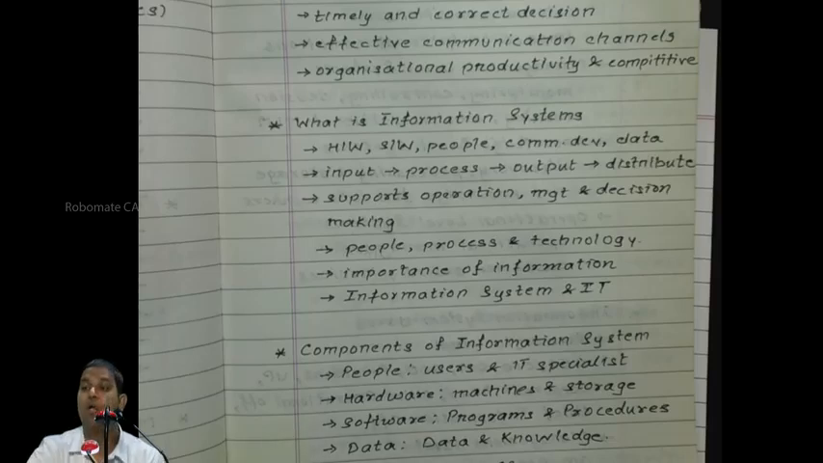And last is the control. You need to keep a control. And how to keep a control on the system? The system should give you a feedback whether everything is proper or not. If there is some problem, then we can maintain, we can change the system. And this control is also important for decision making. So these are nothing but the components of an information system.